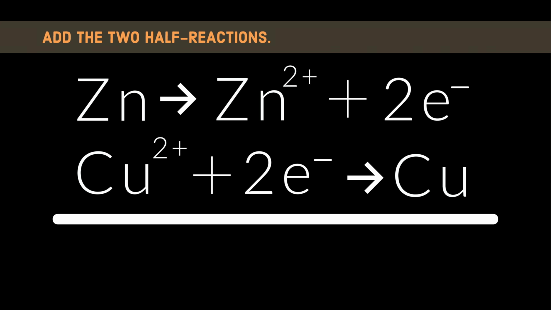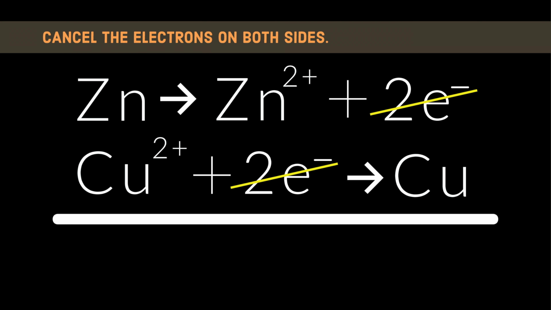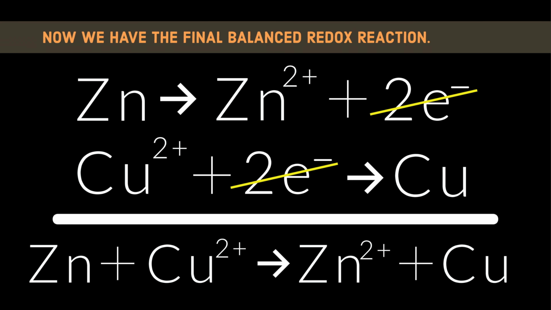So now add the 2 half reactions. Cancel out the 2 electrons on each side. You end up with the final balanced redox reaction: solid zinc and aqueous copper ion goes to aqueous zinc ion and solid copper. And finally, I will summarize the key points to remember.